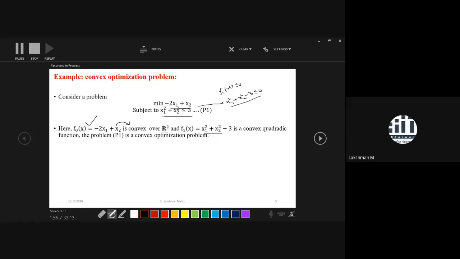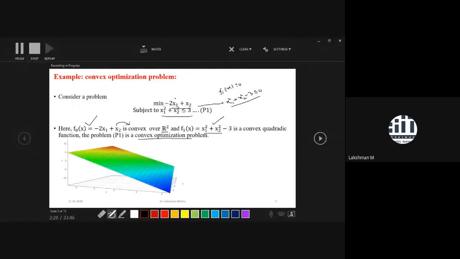It satisfies the inequality constraint, and also we observe that the function x1 square plus x2 square is a convex quadratic function. If you find the Hessian, that means the second order derivative, from there you can establish that this is a convex function. The constraint is also a convex function. So we observe that our objective function is convex, our constraint is convex. So simply we can say the inequality constraint is convex, and this problem is a convex optimization problem. And the graph I have already plotted here.